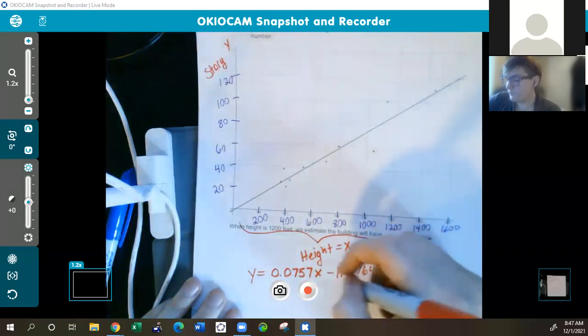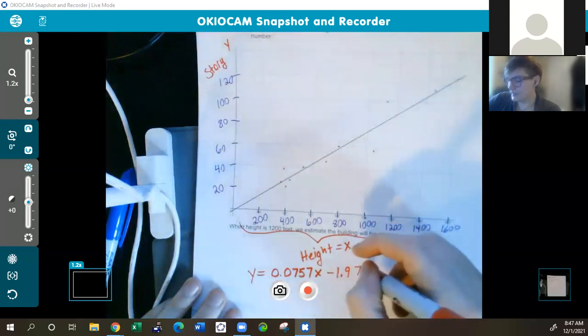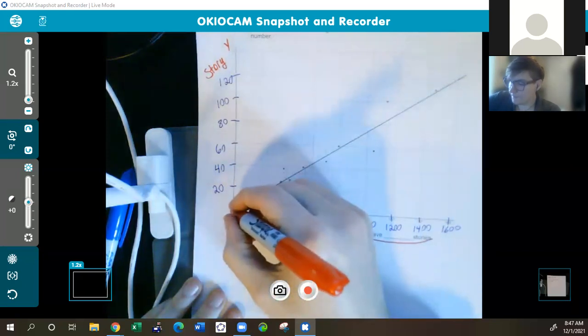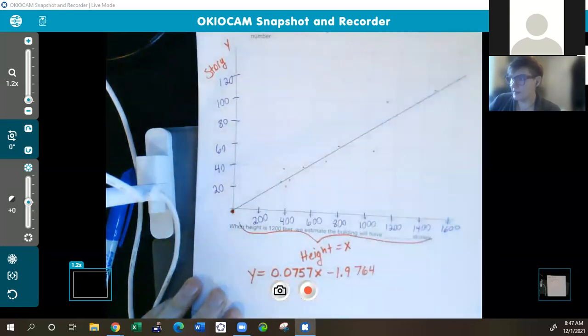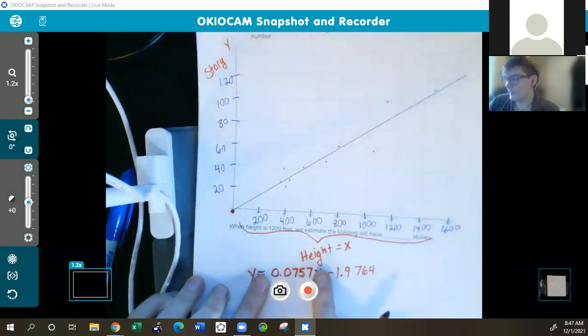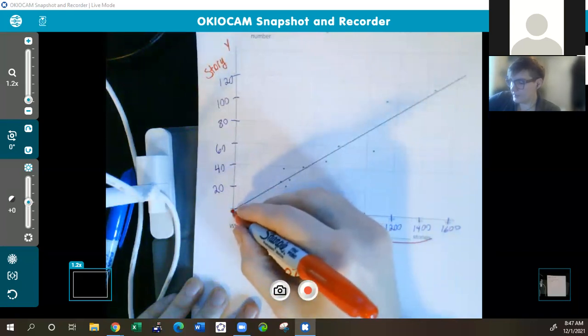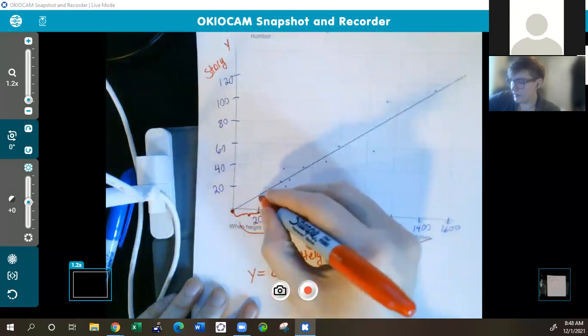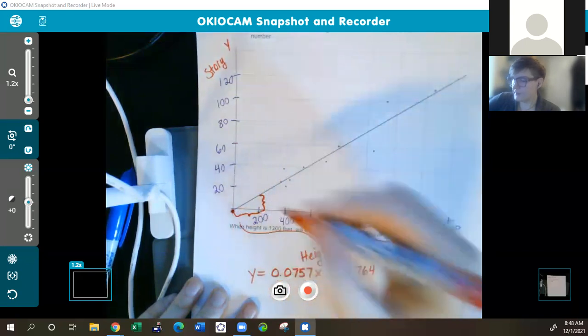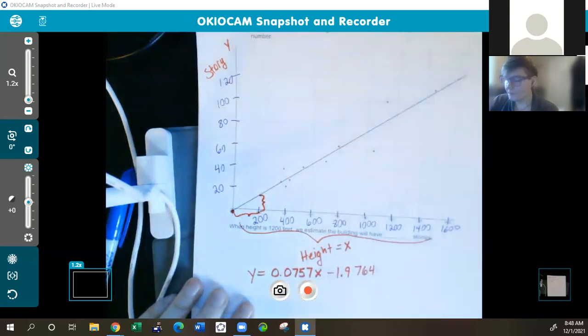So that 1.9764 is the y-intercept. And then the slope, as we increase our x, is telling us how much we have to increase our y value.